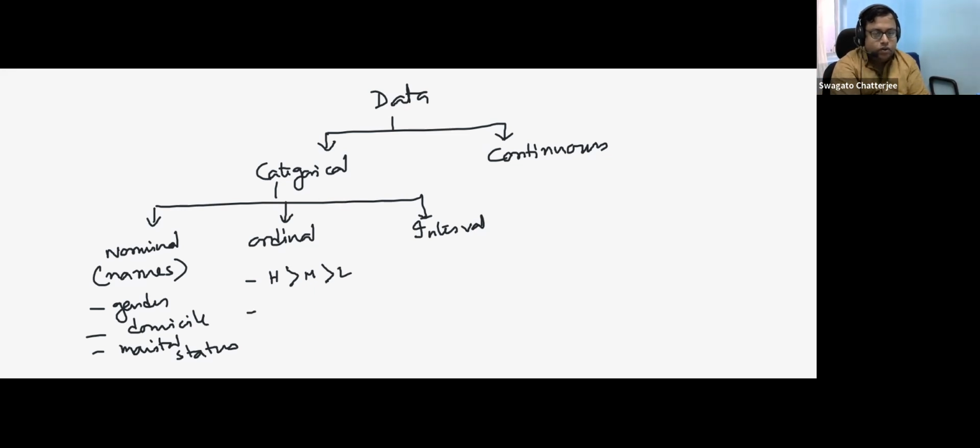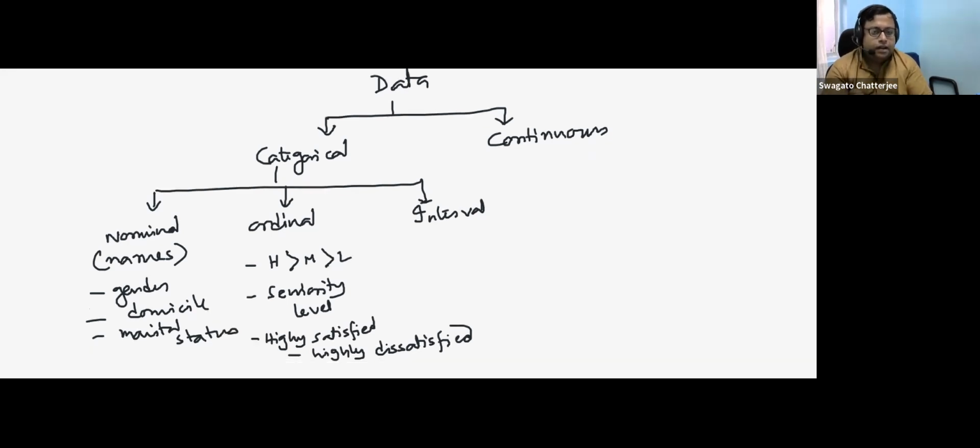This is an ordinal variable. Or let's say your seniority level in the organization, we call it M1, M2, E1, E2, depending on different organizations. This kind of seniority level is assigned. So that is an ordinal variable. Or let's say highly dissatisfied to highly satisfied. These are all examples of ordinal variables.